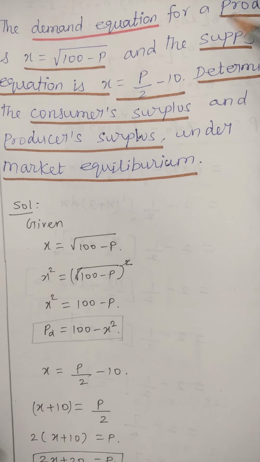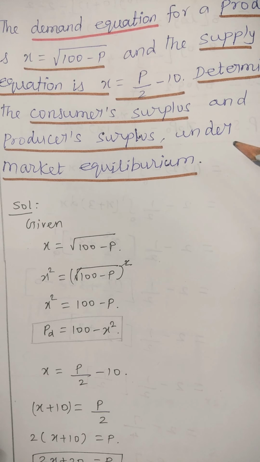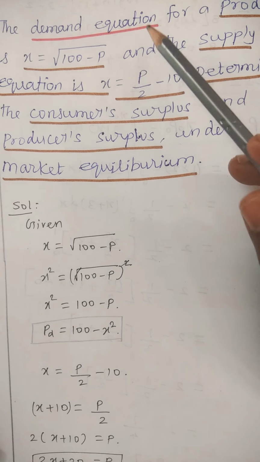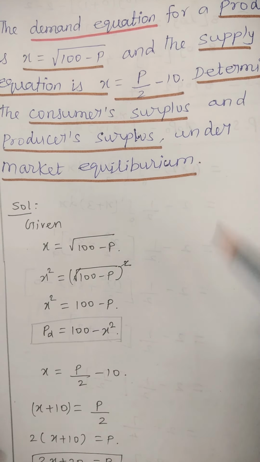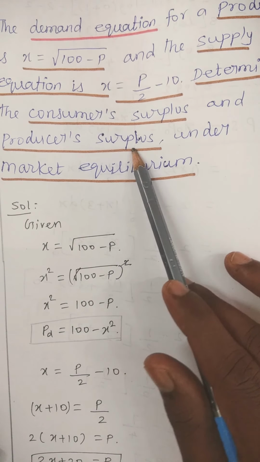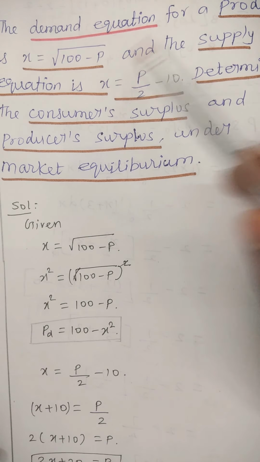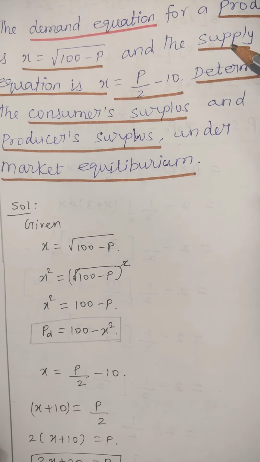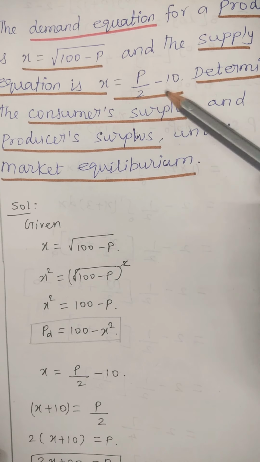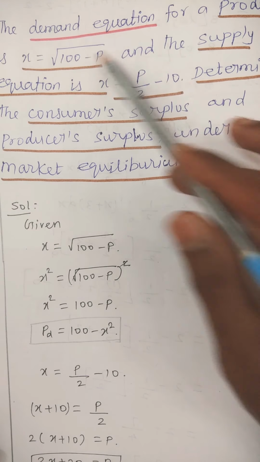So listen, the demand equation and supply equation of the product are given, not the demand function and supply function. So to determine the consumer surplus and producer surplus under market equilibrium, first we'll find the demand function and supply function from the demand equation and supply equation.